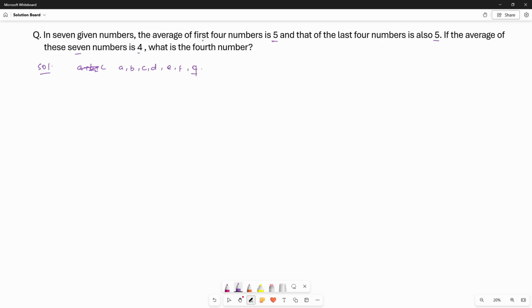Okay, the average of first 4 numbers, that is A plus B plus C plus D whole divided by 4 is 5, or A plus B plus C plus D is equal to 20. Similarly, the average of last 4 numbers is also 5. Last 4 is D, E, F, G. Okay, so D plus E plus F plus G, same way, will also be 20.